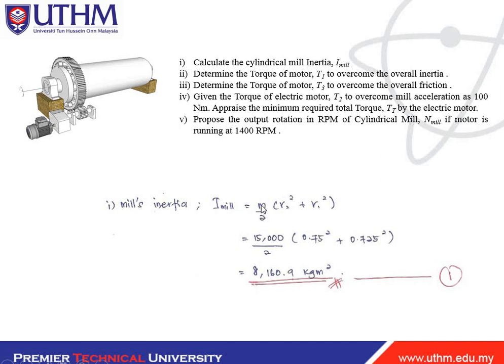I mill is equal to M divided by 2, times R2 squared plus R1 squared. This is the one. So M stands for the mass of the mill body, 15 tons equal to 15,000 kg. R2 is the external radius of the mill, which is 0.75. R1 is the internal radius of the mill. So you already got the mill inertia, I mean the body, the shaft over here.